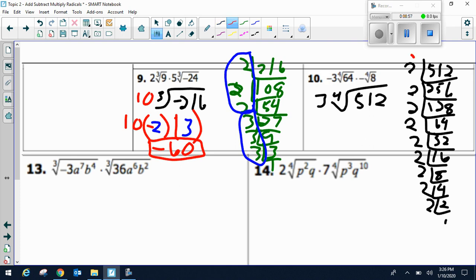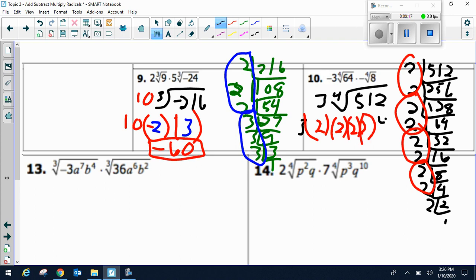So we're looking for groups of 2. So you got 1, 2, 3, 4. 4 sets of 2. So all those are going to come out. 1, 2, 3, 4. You're going to multiply them all. And what's left over is the 4th root of the 2 that's left over. So 3 times 2 times 2 times 2 times 2 is 16 times 3, which is 48. So my final answer would be 48, 4th root of 2.